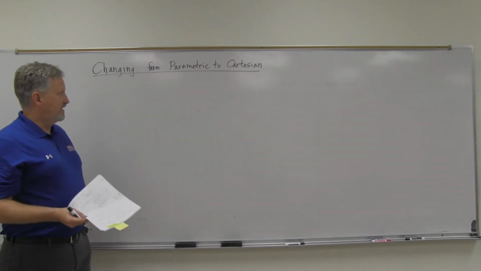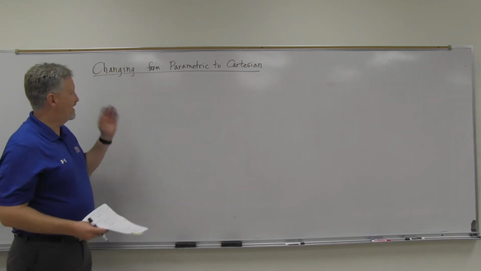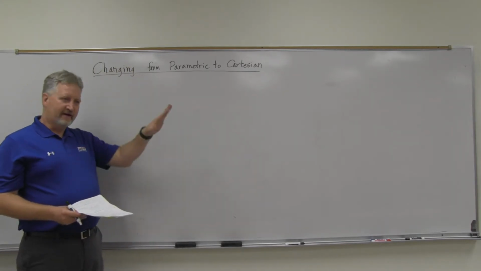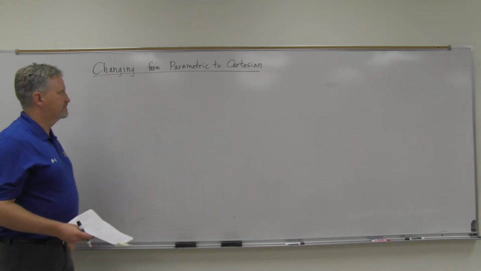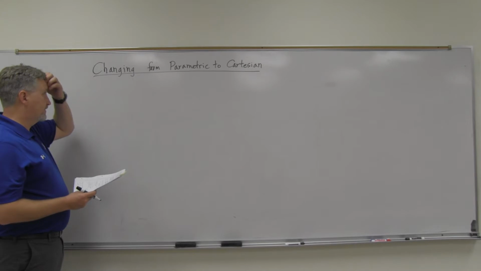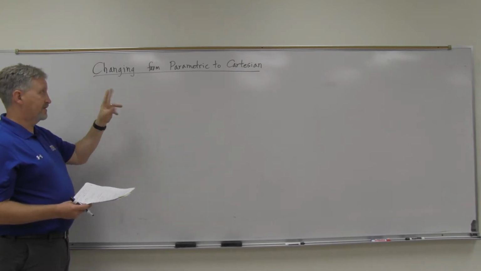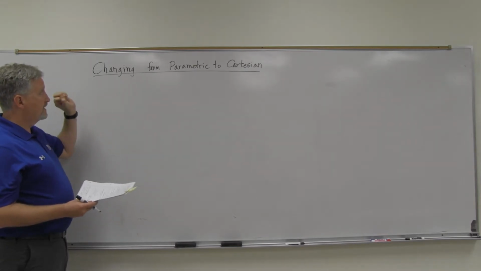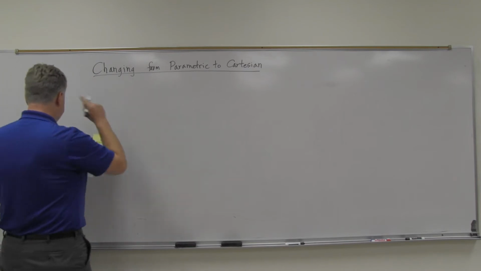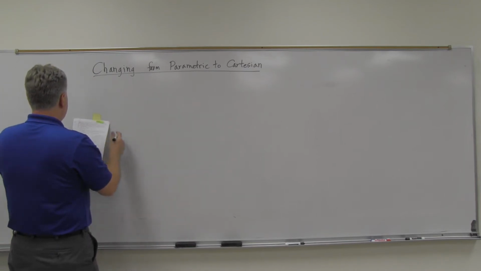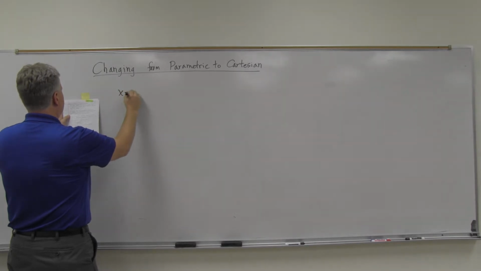It is helpful sometimes, or interesting, I guess, also to think about, well, if I've got a parametric, can I write it as a Cartesian, or what Cartesian equation does that turn out to be? And then we'll look at it the other way too. Actually, in most cases, probably the other way is even easier, but let's change from a parametric set of equations to a Cartesian.